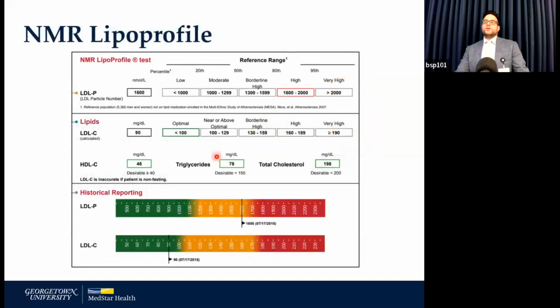It's available on Cerner. It's called an NMR lipo profile, and this really digs into the details of your LDL cholesterol. And you can see down here in the graphs, you have a patient who has an LDL-C, for example, of 90. But when you calculate their LDL particle number, it looks like it's 1600, which is on the higher end.